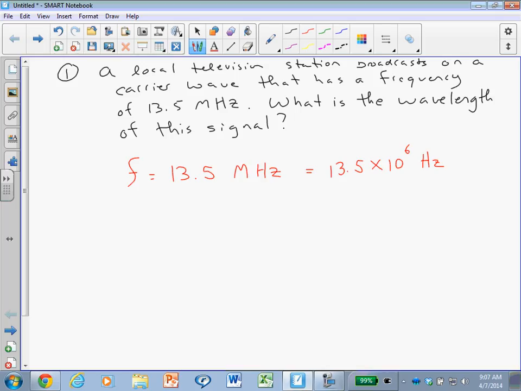What equation relates wavelength to frequency? V equals lambda f, right? But to be able to solve this, we would need what? We need to know what V is. But what did you say? Okay, that's good. Let's rearrange it too. That makes sense. Like that, right?